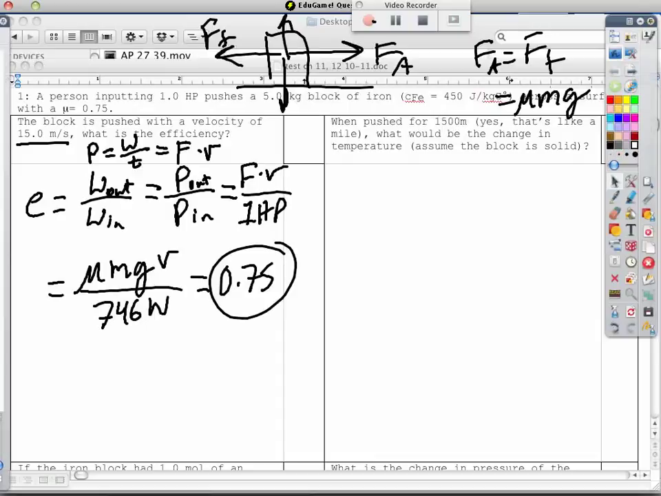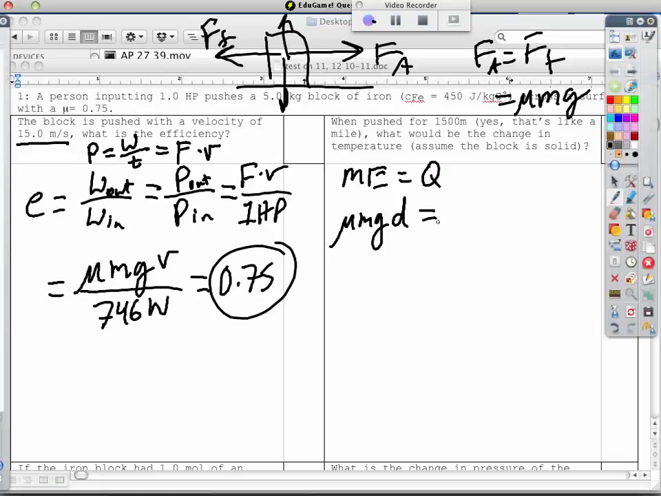What we're doing here is we're using something called the mechanical equivalency of heat. So we're saying that the mechanical energy is going to equal the heat. And what is the mechanical energy that goes into the block? Well, it's from friction, right? So the friction again is mu mg, that's the force of friction, times d, which is the distance we pushed it. So that's the amount of energy that went into it.